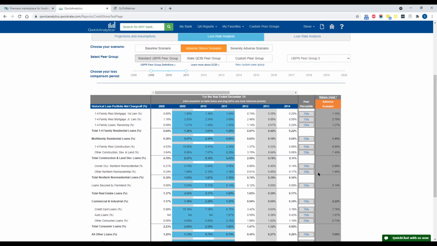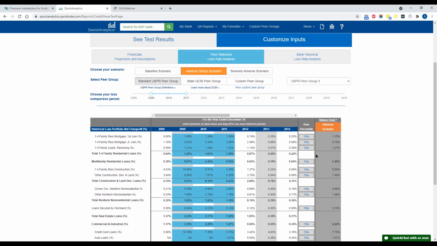Now, you'll notice over here there's another column for percentile. What that means is that by default, these aren't average or median net charge-off ratios in the adverse scenario. By default, they're 75th percentile loss rates, meaning the net charge-off ratio that is worse than, or higher than, 75% of the banks in the peer group.